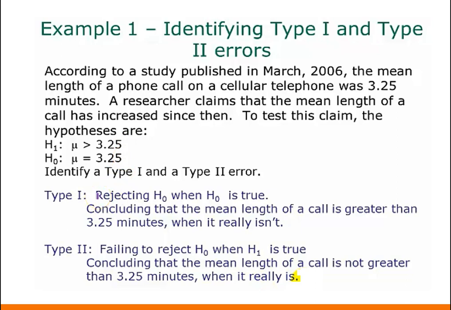If we have these two things, then we can identify our type 1 and type 2 errors. So type 1 is rejecting the null hypothesis when the null hypothesis is actually true. In terms of our claim, that would be concluding that the mean length of a call is greater than 3.25 minutes, because that was what our claim was, when that's not really true. For type 2, this would be failing to reject the null hypothesis when the alternative hypothesis is actually true. So this would be, in other words, not supporting our claim, so concluding that the mean length of a call is not greater than 3.25 minutes when it really is greater than 3.25 minutes.